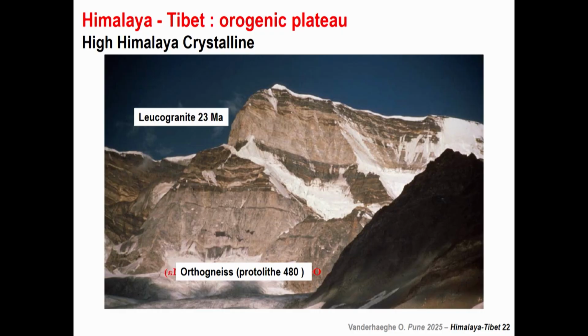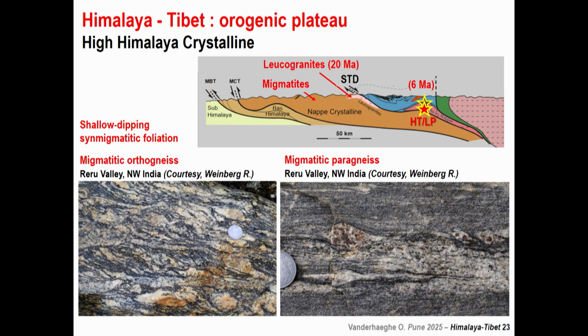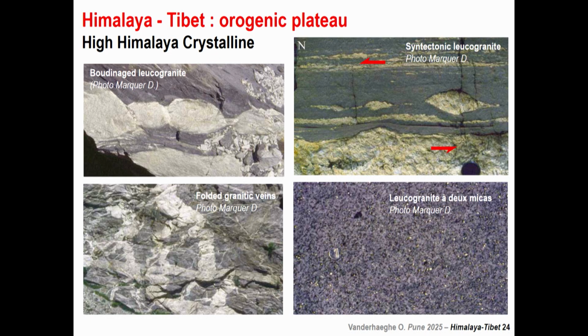So that's an image of the leucogranite that sits on top of orthogneiss with a protolith age of 480. Images of the migmatites of orthogneiss, migmatites of paragneiss, although it's difficult to tell what the protolith is, I think. I took that photo from Roberto Weinberg, who did that work in northwest India. But I'm not fully convinced it's an orthogneiss. Never been there, so I don't know.